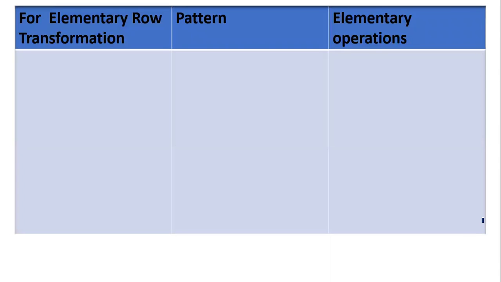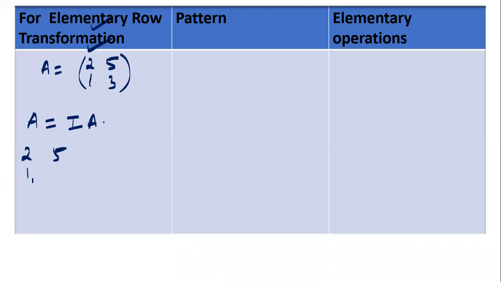So for elementary row transformation, what would be our first step? First of all, we will write down the matrix given to us. For example, let's take any matrix, say it is 2, 5, 1, 3. So I will write down this matrix in the form A equals IA. This would be our first step. On this side, I will write the identity matrix, then A will remain as it is.